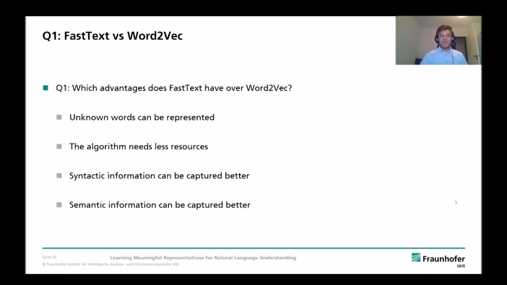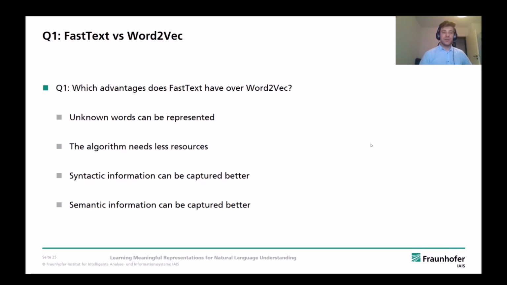Now, I think it's time for our first question. And this question is about FastText versus Word2Vec. So question 1. Which advantages does FastText have over Word2Vec? A. Unknown words can be represented. B. The algorithm needs less resources. C. Syntactic information can be captured better. Or D. Semantic information can be captured better. I hope that was not too hard.